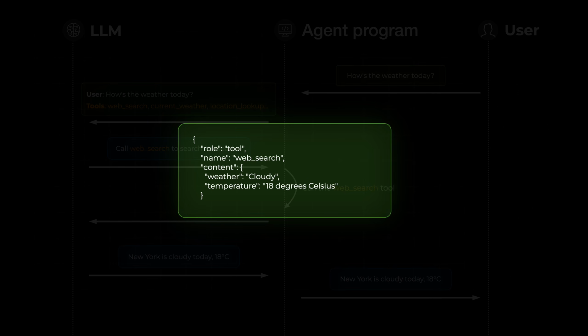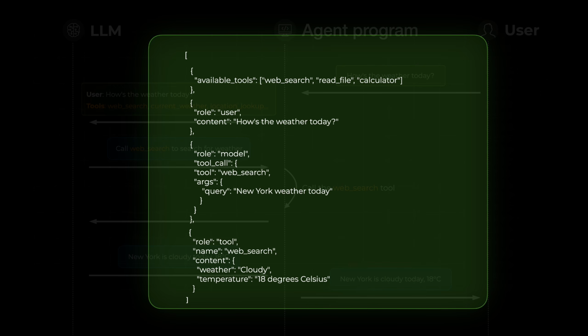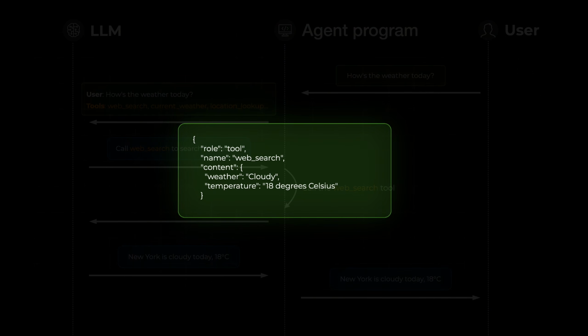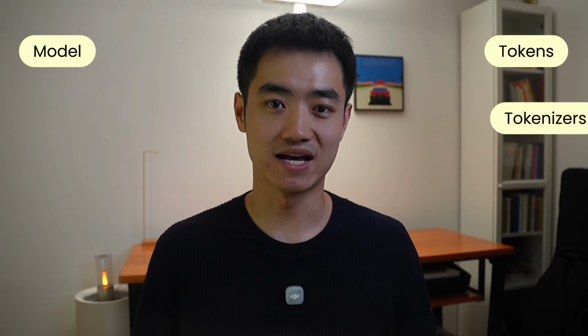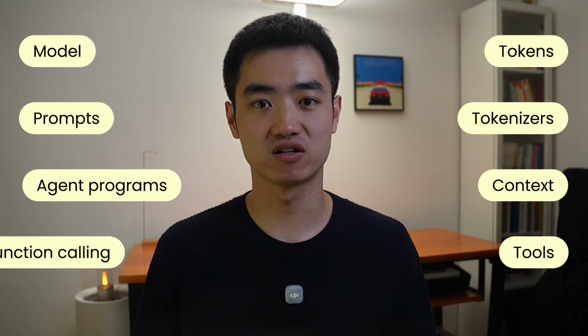But remember, the model has no memory, so the agent doesn't just send back that result, it sends everything again. The tools, the original question, the model's instruction, and the tool's answer. Here we are only showing the information for a single round. By now you've got a handle on all these concepts: the model, tokens, tokenizers, prompt, context, agent programs, tools, function calling.